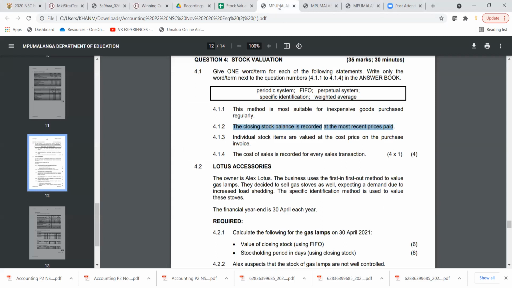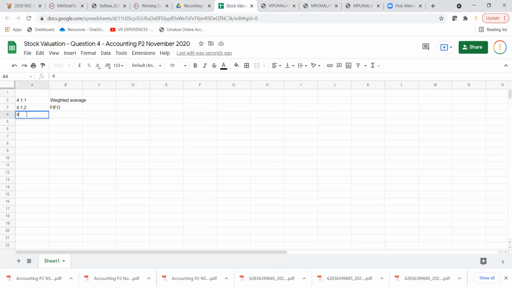Okay. Then they say individual stock items are valued at the cost price on the purchase invoice. So that is specific identification. Individual stock items. So a specific car is valued at that specific car's price. You give a specific amount to that specific car, based on the price you actually paid for that vehicle. You allocate the amount per the purchase invoice to that particular item. Okay, so that is specific identification, 4.1.3.